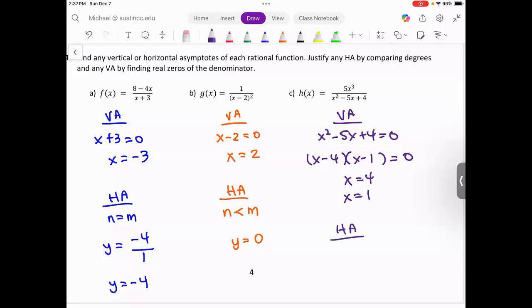For the horizontal, we have a third degree polynomial on top and a second degree on the bottom. That means n is greater than m. And when this happens, there are no horizontal asymptotes.